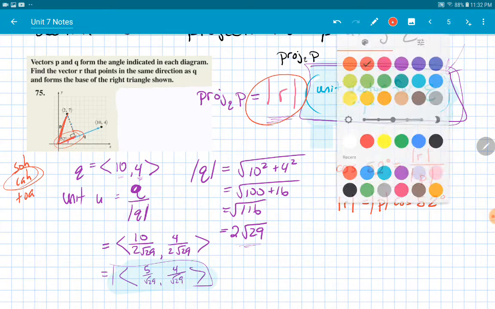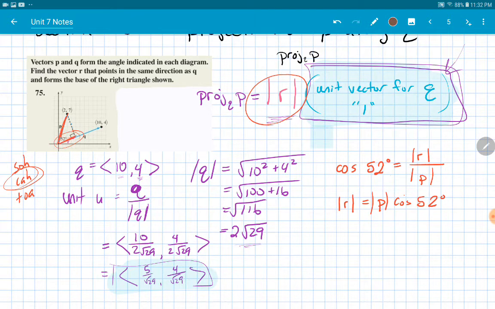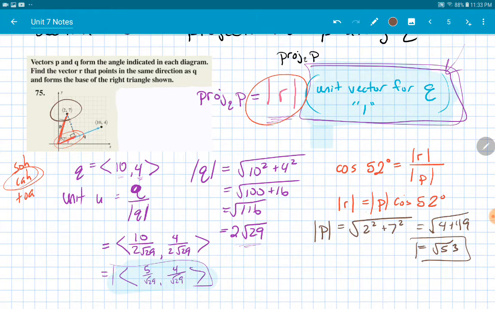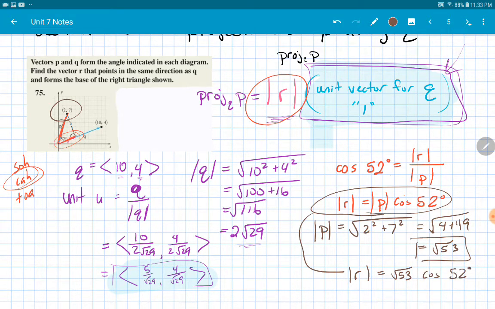I need to find P. So I'm going to change colors here. For P, the vector is ⟨2, 7⟩. To find its magnitude, 2 squared plus 7 squared gives the square root of 4 plus 49, or square root of 53, which is prime. So that is my P. Plugging that back in, the magnitude of R is radical 53 times cosine of 52 degrees. That's an exact answer.